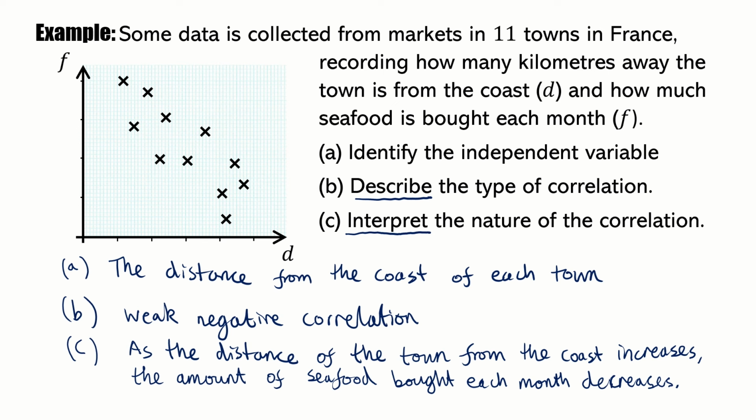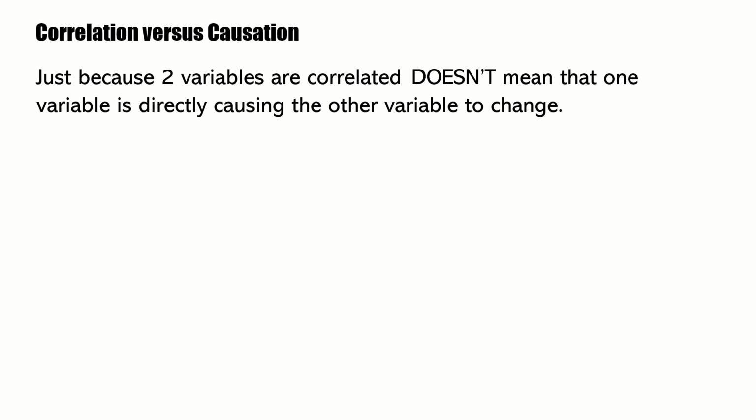However, there is one other big thing we do have to watch out for when it comes to correlation, which is that correlation does not imply causation, which in layman's terms means that just because two variables are correlated doesn't mean that one of those variables is directly causing the other variable to change.